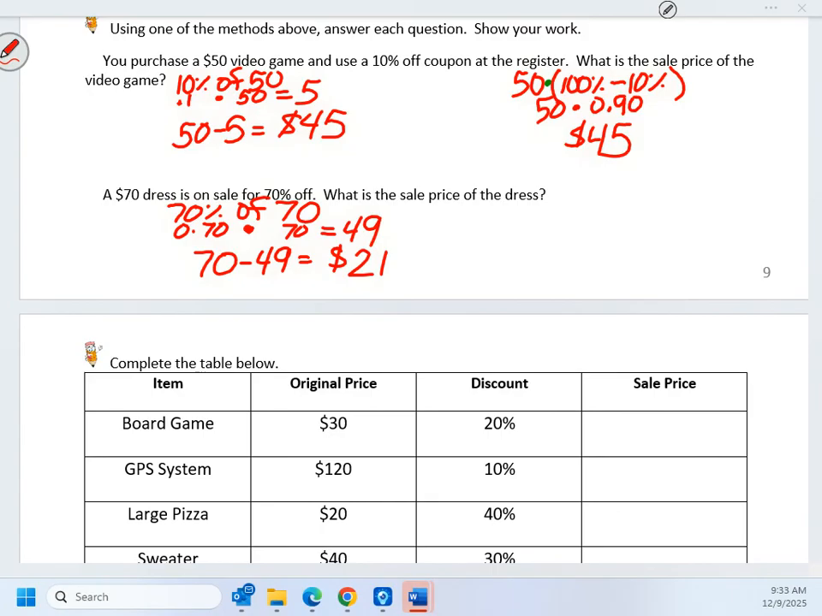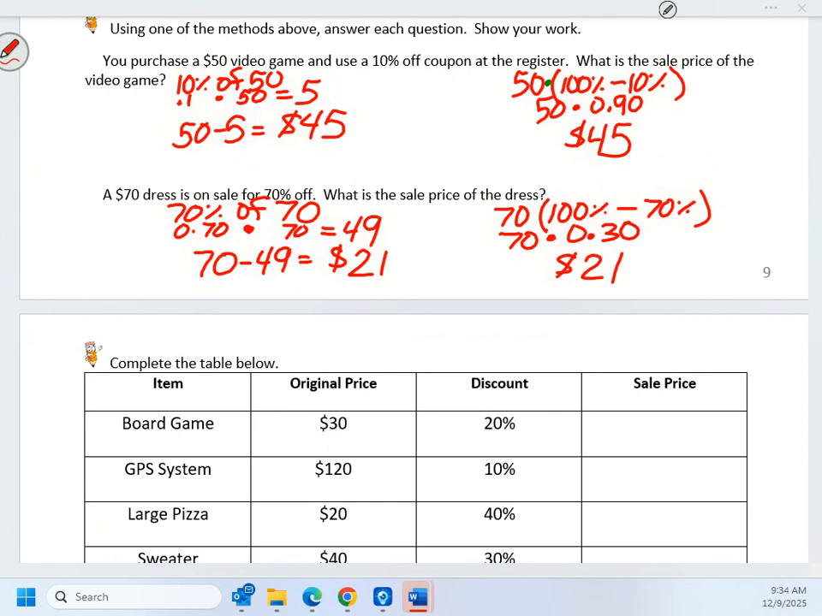Who can walk me through the second method? Who haven't I heard from? Jude. 70, then parentheses, 100% minus 70%. Yeah. What is 100% minus 70%? 30%, which we can put as our decimal. And then 70 times 0.3. What is 70 times 0.3? We get that same answer of $21.